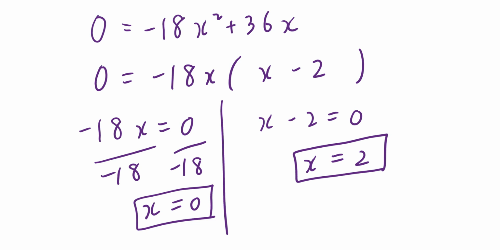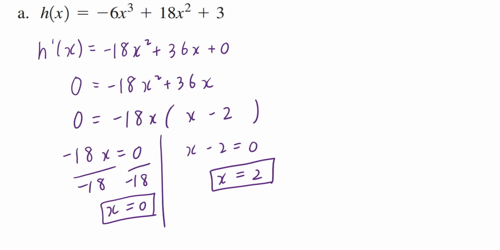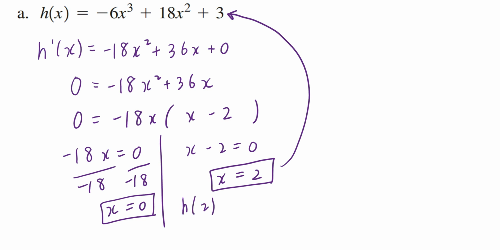Now, the habit you want to form is to find the critical points, not just the critical numbers. The major difference between points and numbers is that points means you want to find the location, the coordinate. So I'm going to plug these numbers back in. If I plug 2 into the original function, the corresponding y value is going to be h of 2, which is negative 6 times 2 to the power of 3 plus 18 times 2 to the power of 2 plus 3. And again, you can take the calculator, or I'm going to show you some mental math.